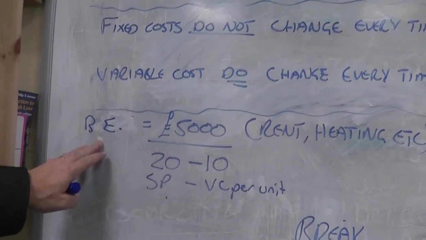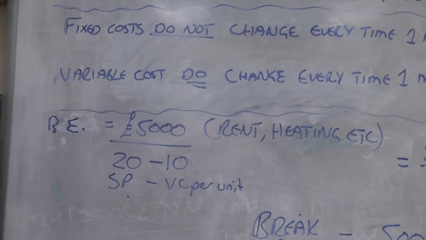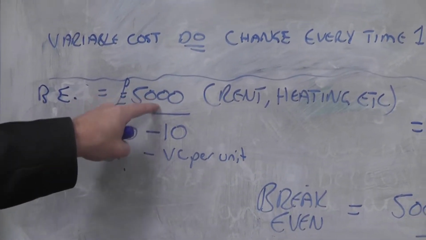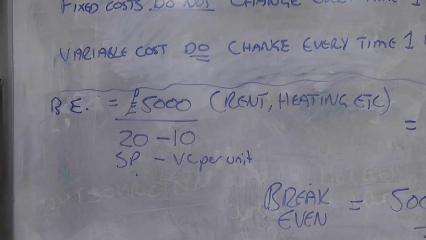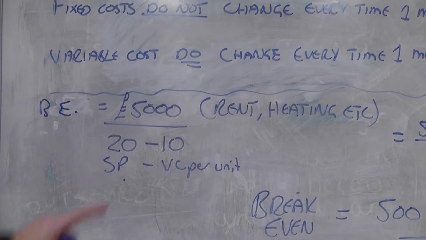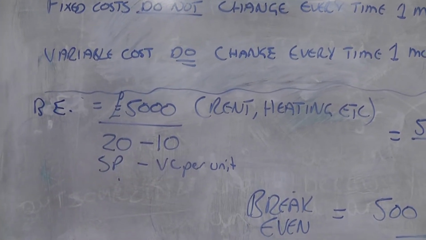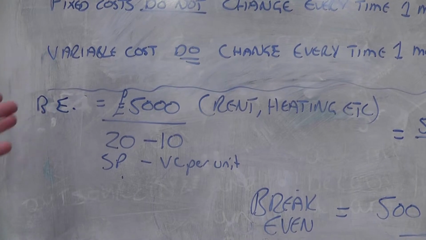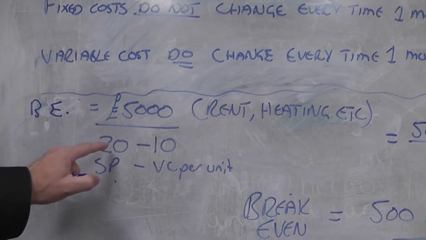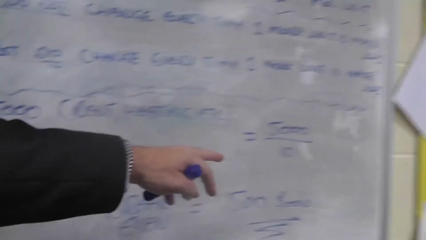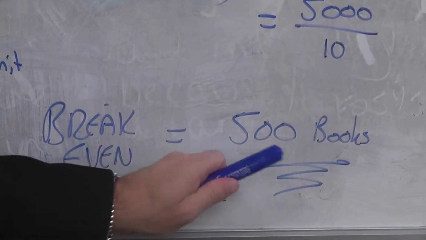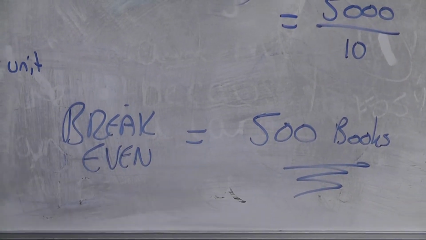The break-even output, well, I've done some research and I've predicted, because remember it's only a forecast, that my fixed costs are £5,000. Okay? On average, I sell my books for £20 each, and on average, each of my books cost me £10 to buy. Okay? So my break-even is going to be 5,000 divided by the contribution, which is 20 minus 10, which will be 5,000 divided by 10. So I now know I need to sell 500 books in order to break even.